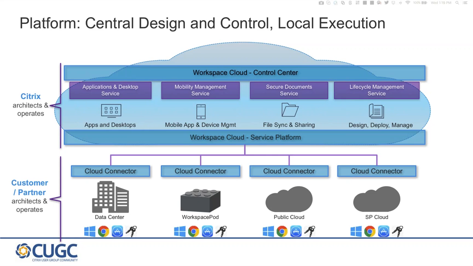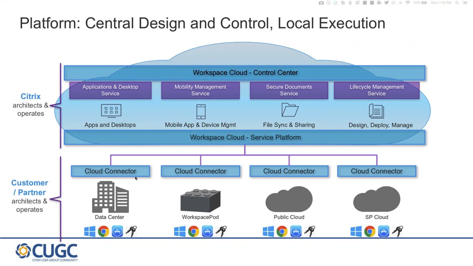Correct, and as you can see on this slide, what we're describing is what services are running on the Citrix operated and architected solution, which is what we're calling the control plane. The top part is the applications and desktop services, the mobility management services, your shared documents, your lifecycle management, which we're going to get really deep into today. That's what is controlled by Citrix. Citrix is in charge of distributing, updating, maintaining, and designing it.